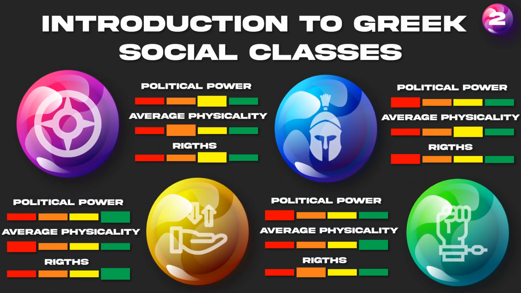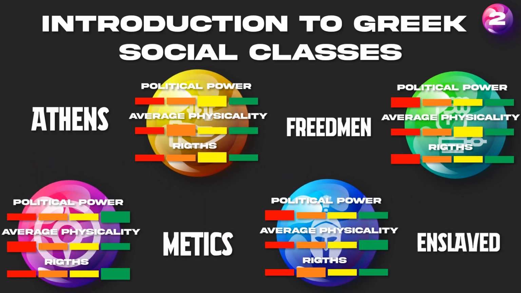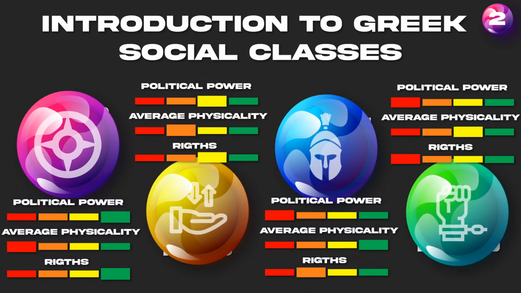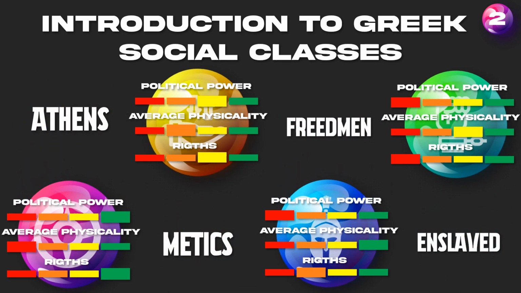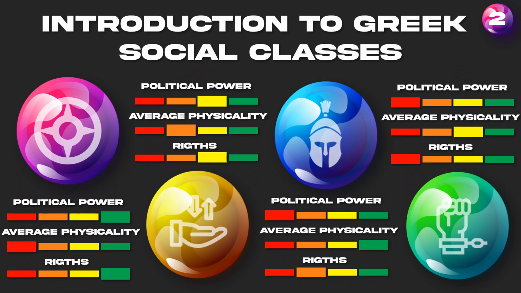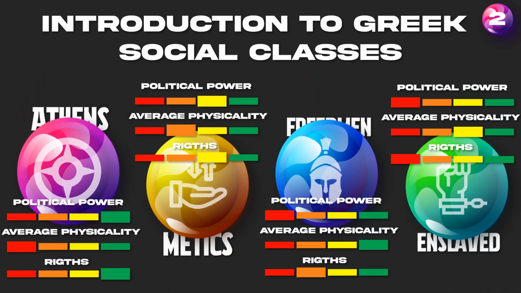Freedmen have no political power. They constitute the fleet and army and do not belong to someone, so they have a good average physicality but no rights. And the last one, enslaved people have no political power and a good average physicality because they work hard every day, but they don't have any rights.